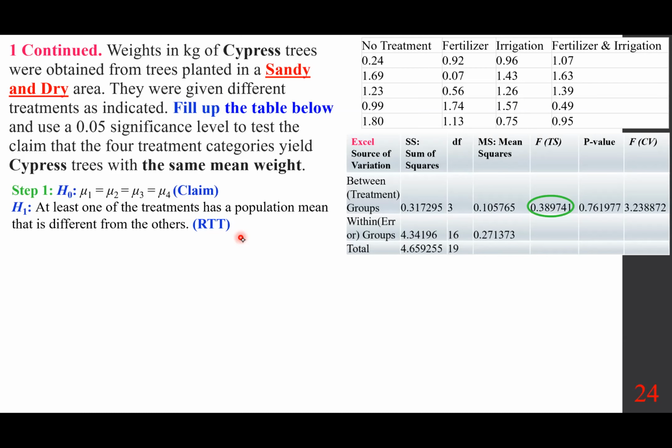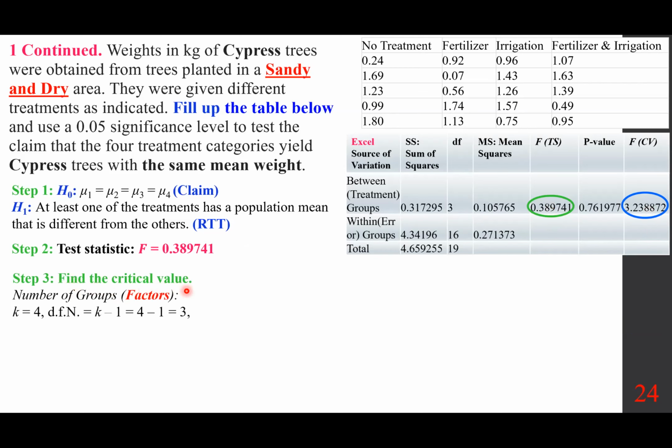Look at this value. This is the test statistic. It's been calculated by us on the previous page, or by technology. This is the critical value given to us by technology. If we wanted to find it from the table, the number of groups or factors is 4.